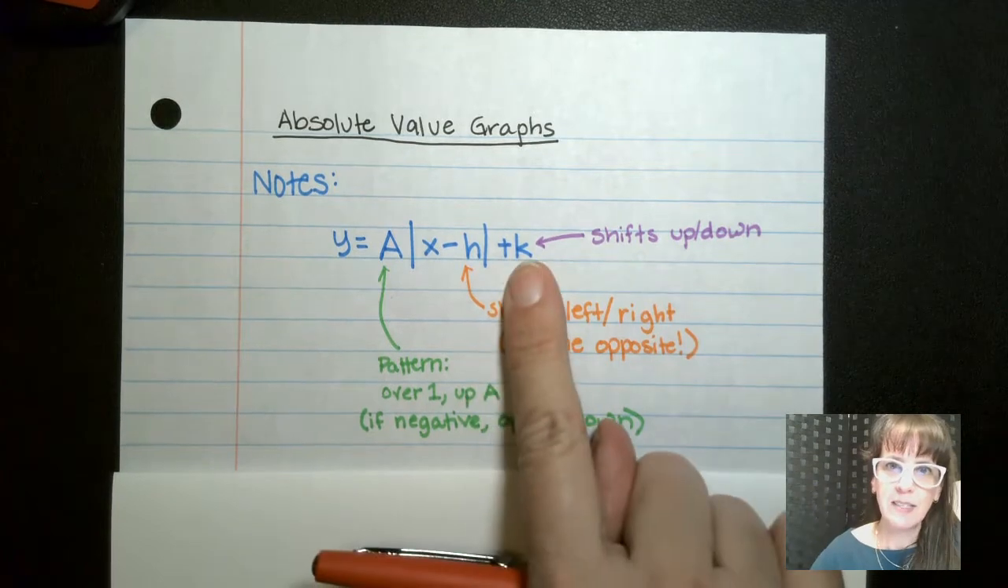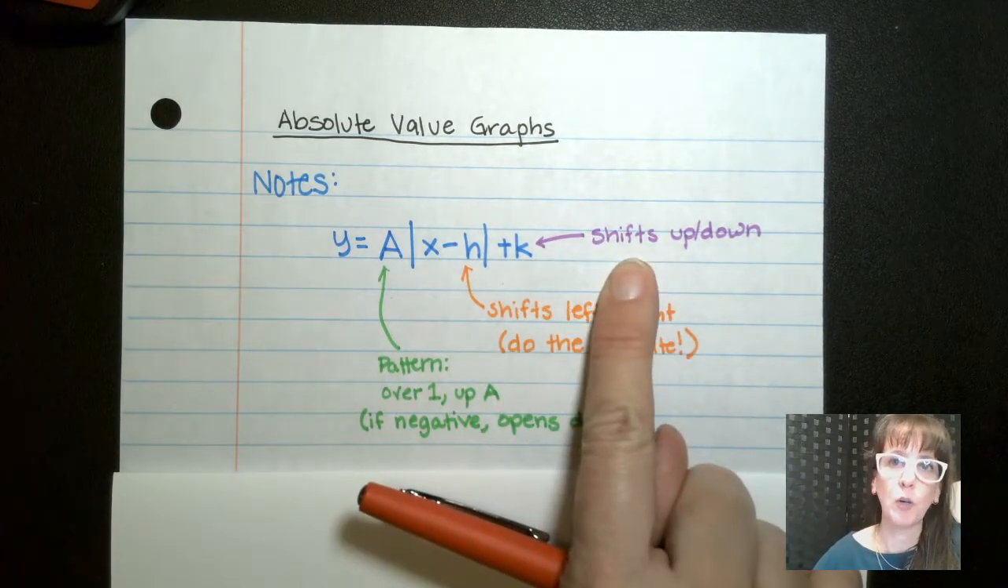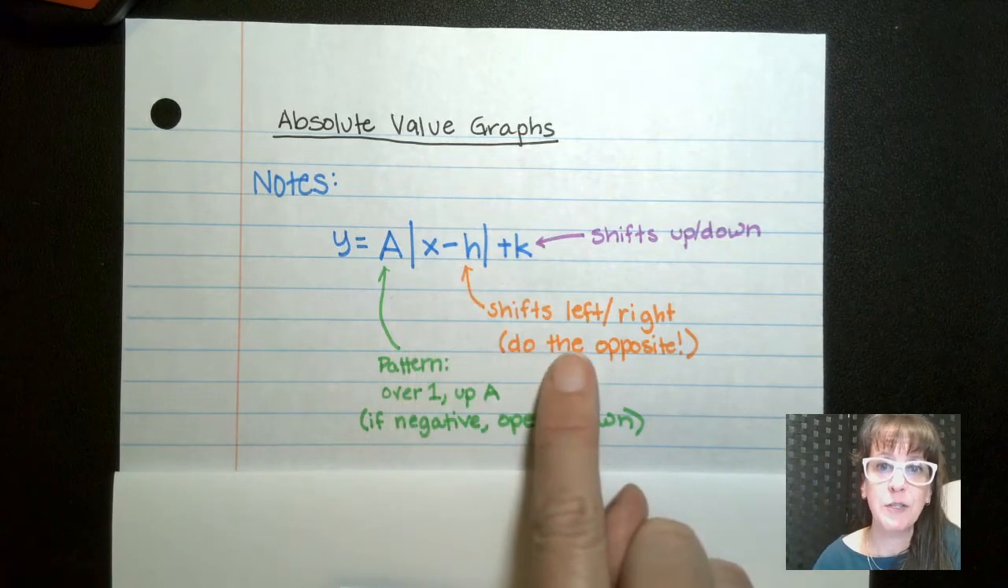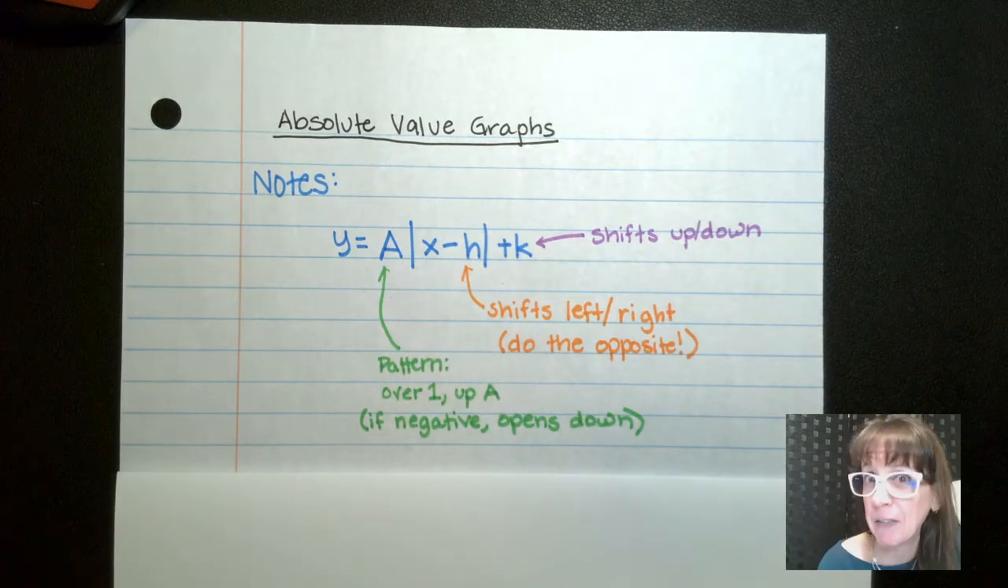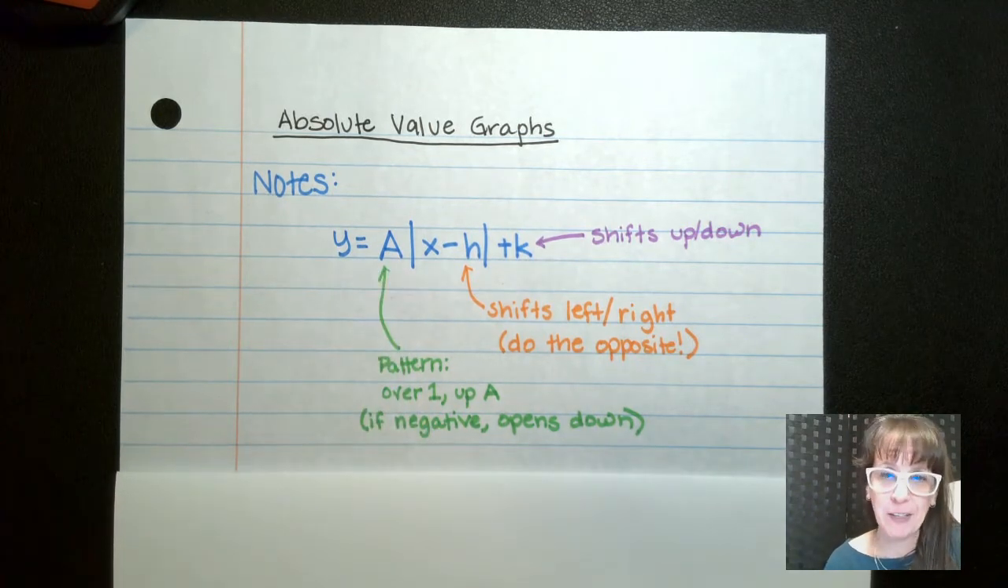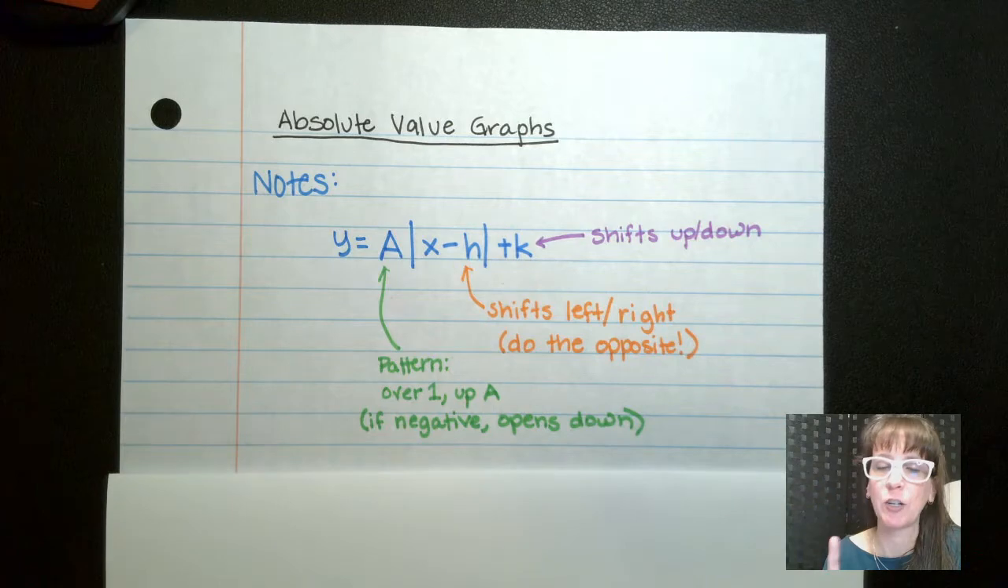So what this means is this k here at the end is going to shift your graph up or down. This h, which is attached to your x, is going to shift your graph left or right, but you have to be careful here. You have to do the opposite. And this A here is going to be your pattern. If your A is negative, it means that your graph is going to be opening downwards. If it's positive, it means that it's going to be opening up.